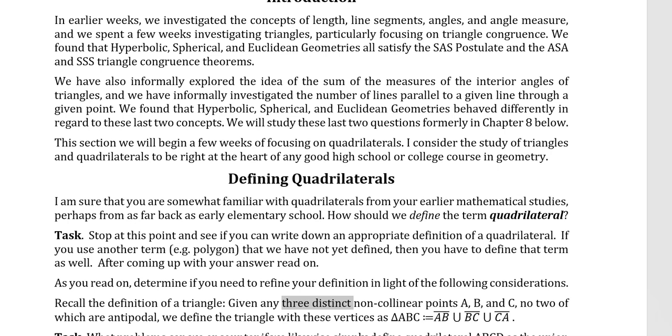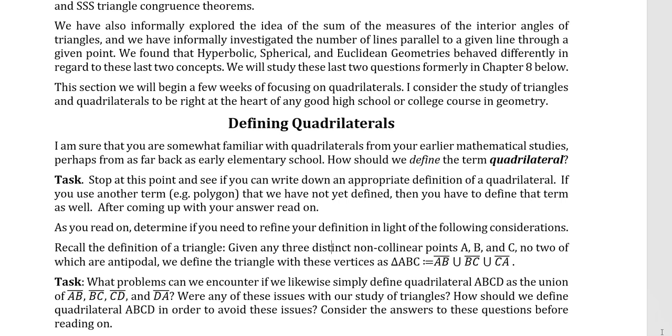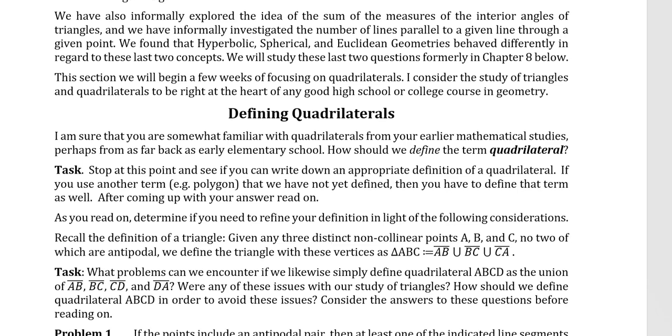So here's the question. If you look back at your definition, did it take care of those problems and so forth? What problems could we have if we simply define a quadrilateral ABCD as a union of line segments AB, BC, CD, and DA? Were any of these issues with our study of triangles, and how should we define quadrilateral ABCD to avoid these issues? And are there other issues that show up with defining quadrilaterals that don't show up with triangles that we need to be careful about?